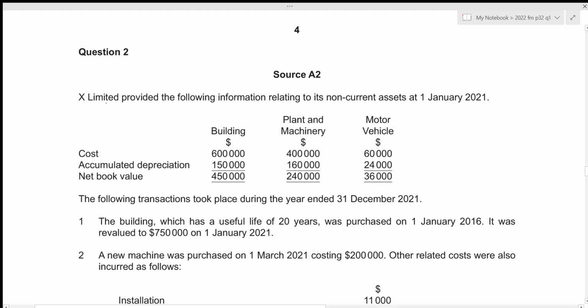X Limited provided the following information relating to its non-current assets at 1st January 2021. So we're given the cost, accumulated depreciation and net book value for building, plant and machinery and motor vehicle. Then the following transactions took place during the year ended 31st December 2021. We're told that the building, which has a useful life of 20 years, was purchased on 1st January 2016. It was then revalued to 750,000 on 1st January 2021.